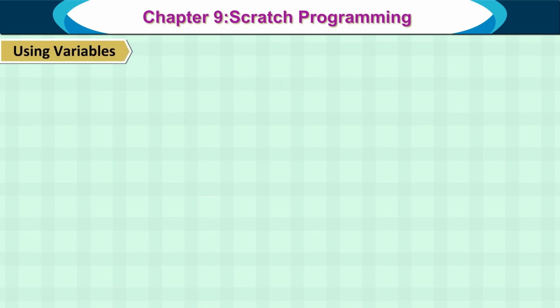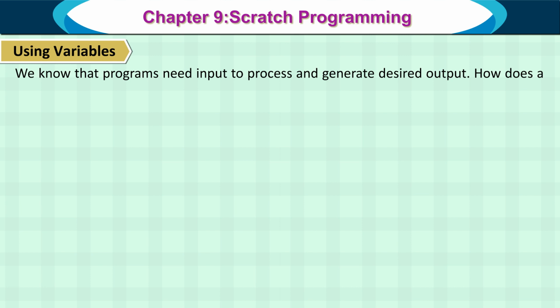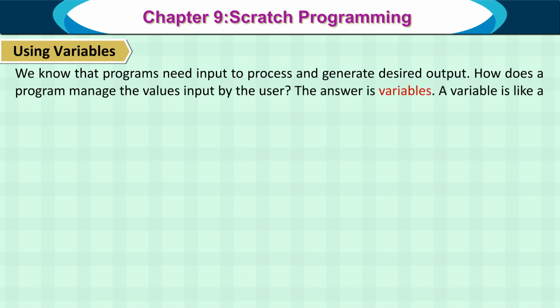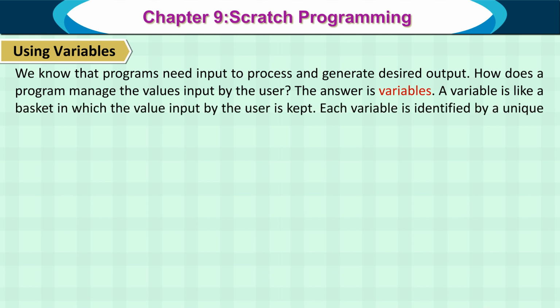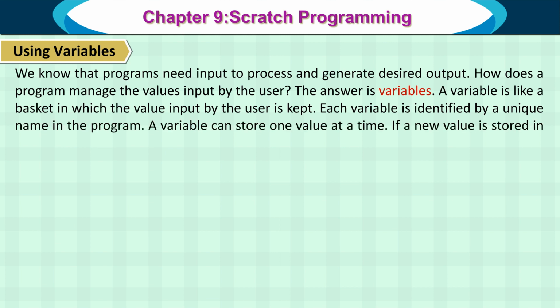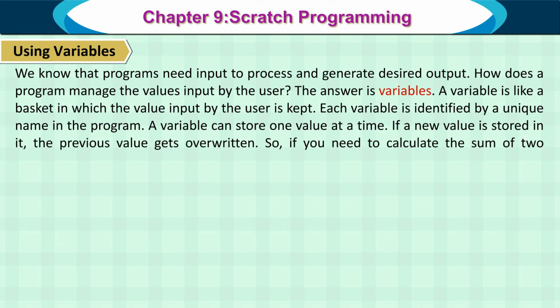Using variables. We know that programs need input to process and generate desired output. How does a program manage the values input by the user? The answer is variables. A variable is like a basket in which the value input by the user is kept. Each variable is identified by a unique name in the program. A variable can store one value at a time. If a new value is stored in it, the previous value gets overwritten.